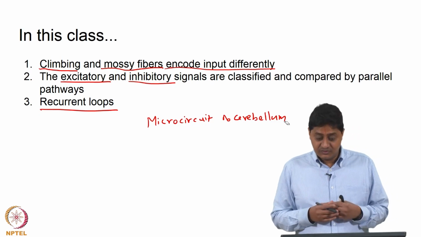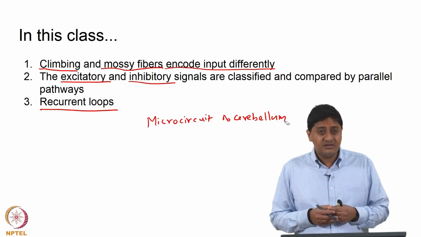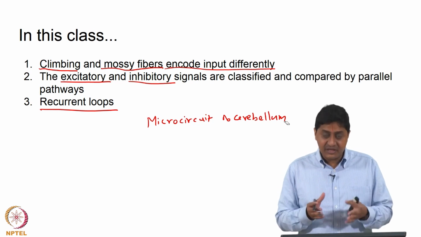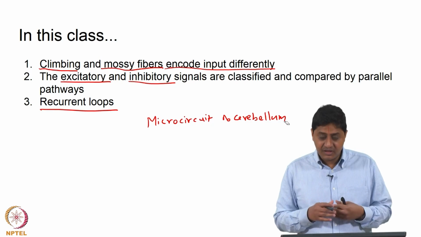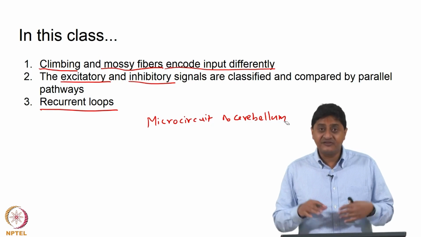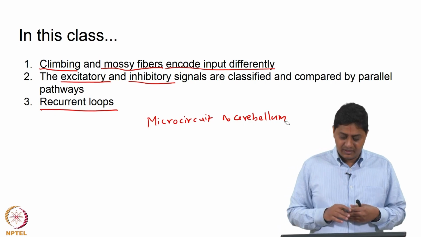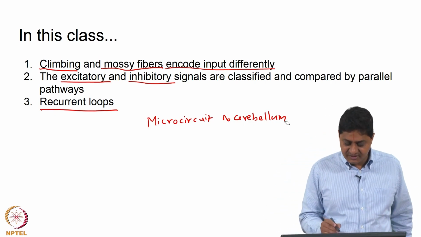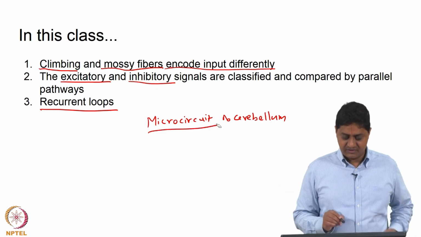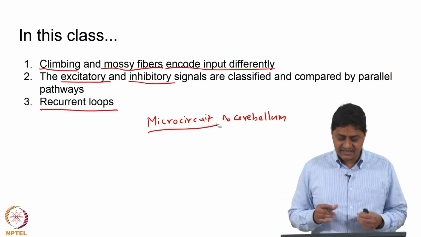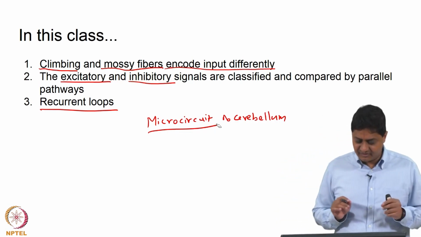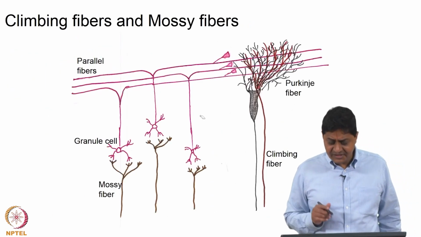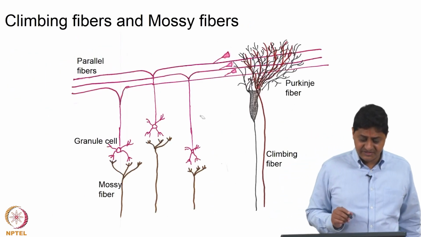So, that gives rise to questions: what could be the function of this microcircuit, and how do this microcircuit, its output and its function modulate the output of the cerebellum as a whole and its function as a whole. So, those are the questions. In this class we will discuss the microcircuit of the cerebellum and the details. It turns out that the delight in this sort of science is in the details, is it not? So, we will start out with the climbing fibers and mossy fiber system.